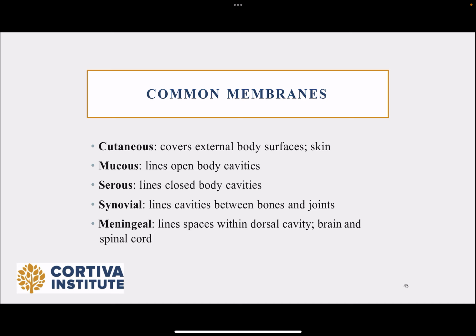Common types of membranes, of course, the cutaneous is going to cover external body surfaces like the skin. Mucus is going to open body cavities. Serous is going to line closed body cavities. Synovial is going to line cavities between bones and joints. Meningeal is going to line spaces within the dorsal cavity, right, so back cavity, brain, as well as spinal cord.